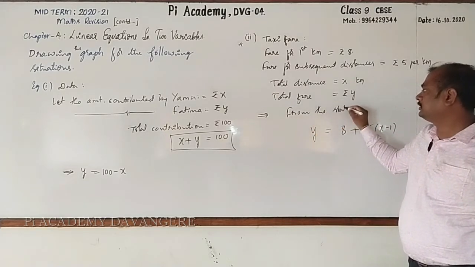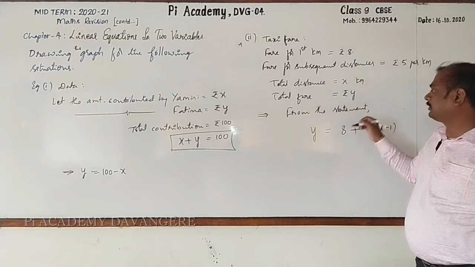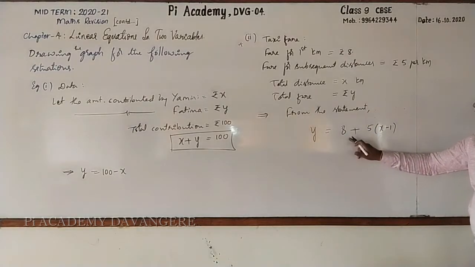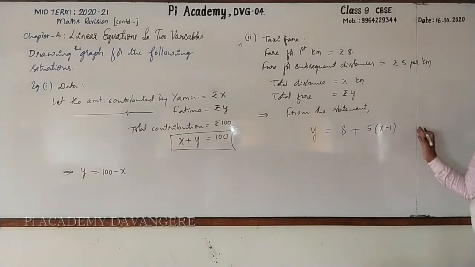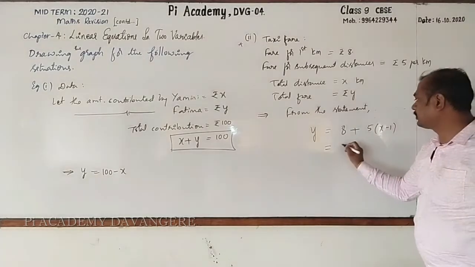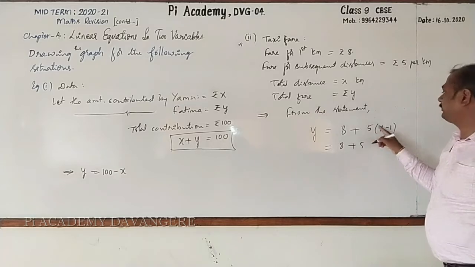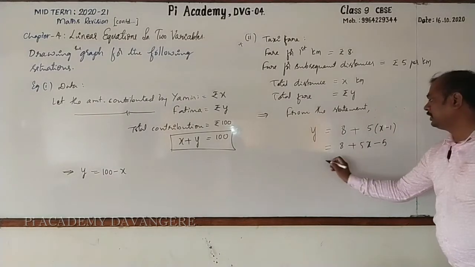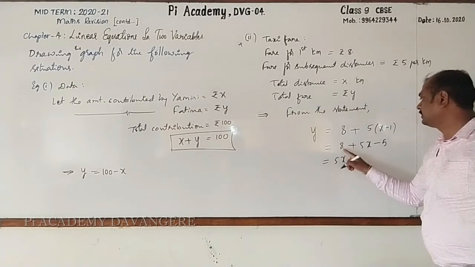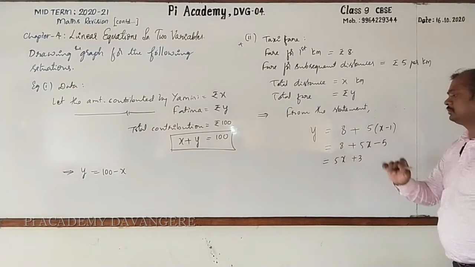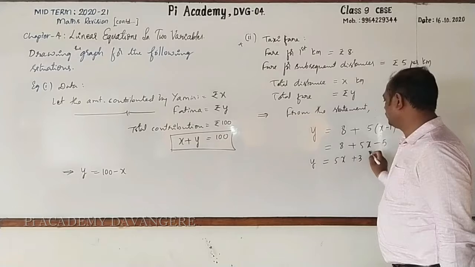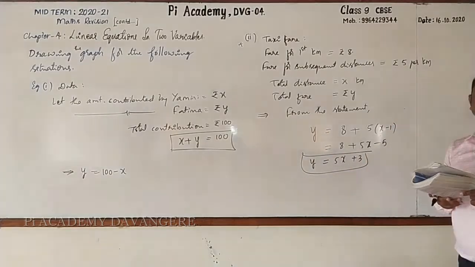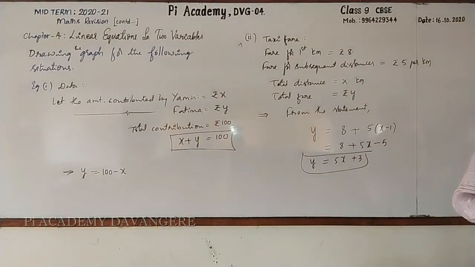Got it? So this has been written by using the statement. From the statement we can write y equal to fare for first kilometer plus fare for remaining distances. It is equal to 8 plus, multiply 5 with both the terms, 5 into x is 5x, 5 into 1 is 5. It is equal to 5x, 8 minus 5 is 3. Y is equal to 5x plus 3. So this is the required equation.